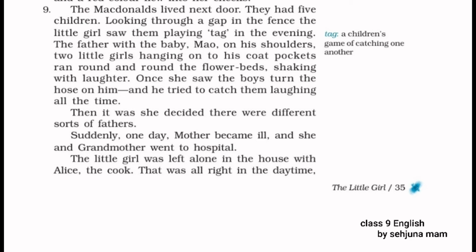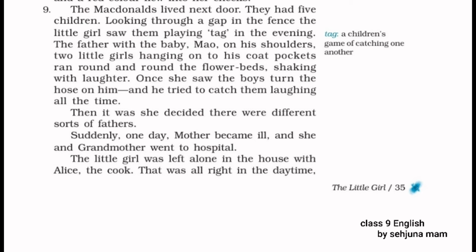Now here, the writer tells us about Kezia's neighbors. Her neighbors were a family named McDonalds. In all, the McDonalds had 5 children, and Kezia would peep at them through a hole in the fence. She would see that the family had a lot of fun. They played a game called tag. Tag is a children's game of catching one another, like we play catch, right? So all the children along with their father would have a lot of fun because they were playing tag.